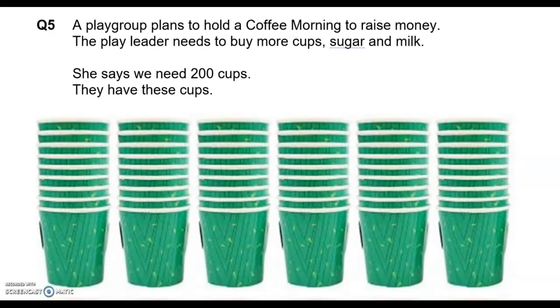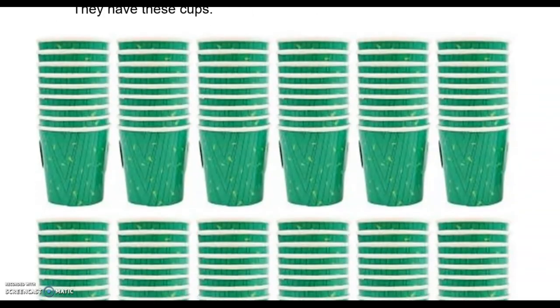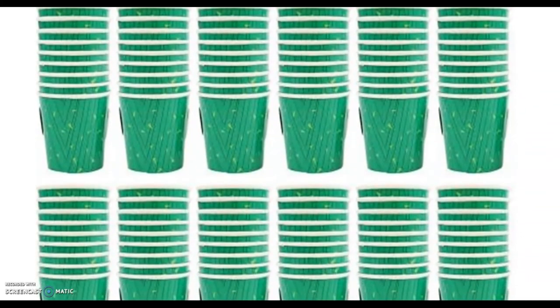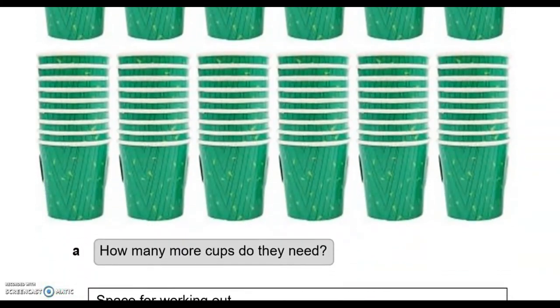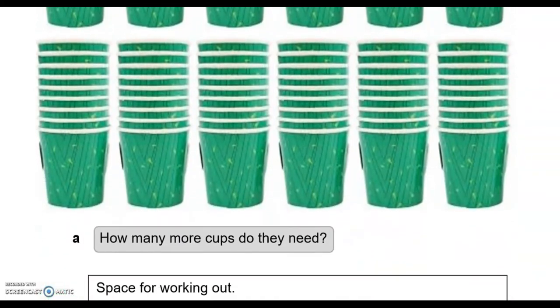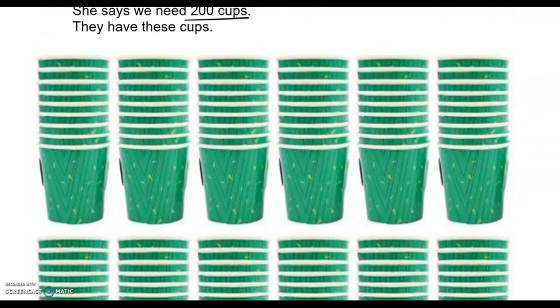Question 5. A play group plans to hold a coffee morning to raise money. The play leader needs to buy more cups, sugar and milk. She says we need 200 cups. They have these cups, as we can see. How many more cups do they need? So we're going to have to count these.